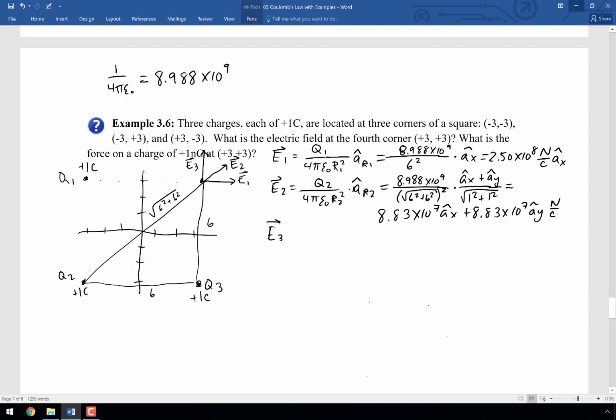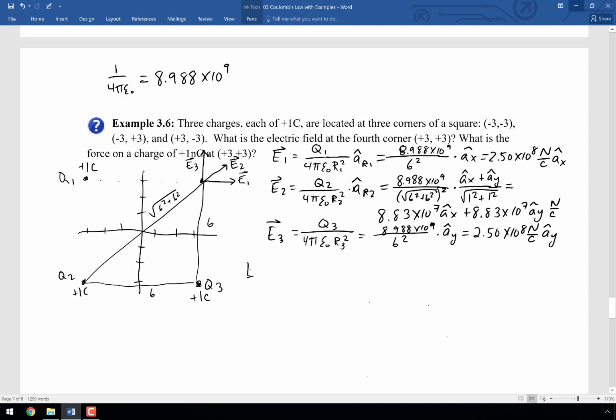E sub 3 is actually very convenient for us because E sub 3 is the same magnitude as E sub 1. Just consider that it's still Q3 in this case, over 4 pi epsilon 0 r sub 3 squared, which in this case is 8.988 times 10 to the 9th, divided by just 6 squared, and now it's in the a sub y direction. If you plug that into your calculator, or you could just recognize it, this is equal to the same quantity, 2.50 times 10 to the 8th newtons per Coulomb in the a sub y direction.